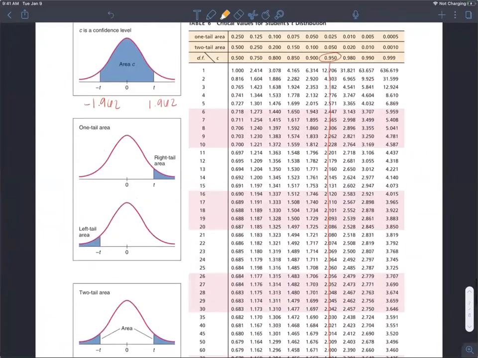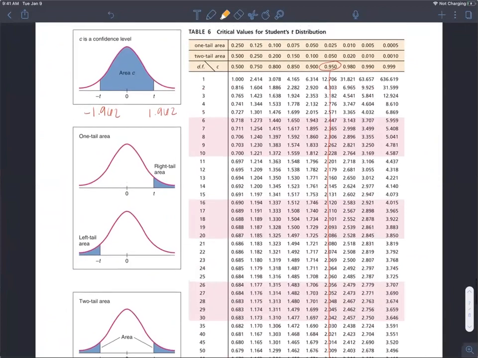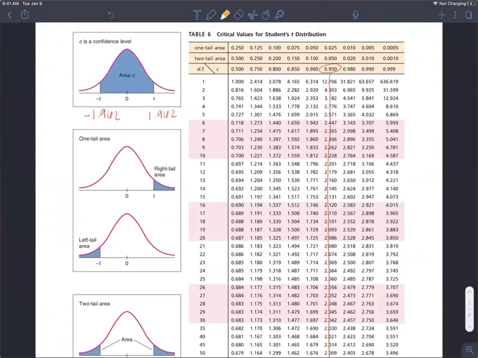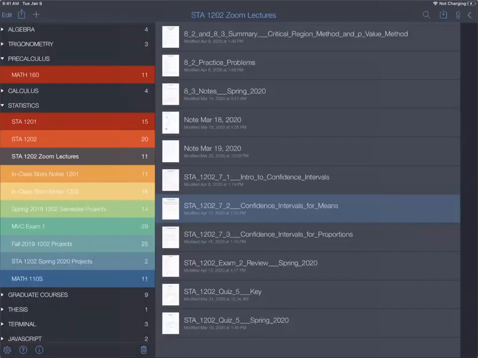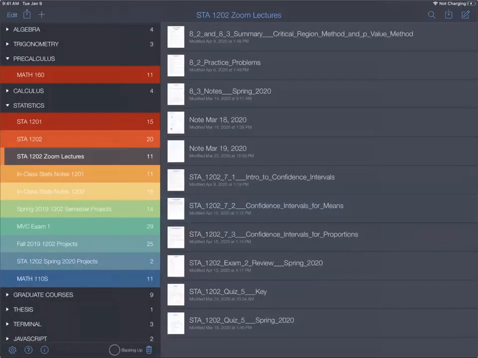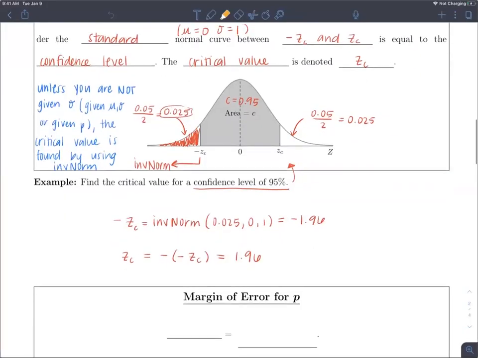So this is the table that I'm talking about. I don't know if you guys remember this. I had told you, don't really worry about this. But just keep in mind, if you're given the value of S, then you are not going to be able to use inverse norm.